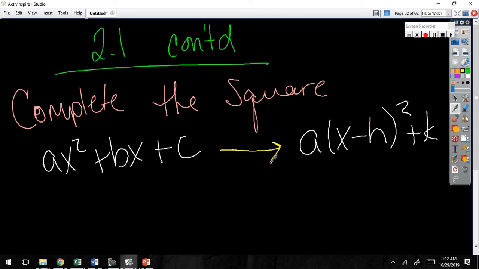Let's say that I have, and I'm going to give you some steps, so you can just follow the steps each time. It'll be the same steps every time. Let's say I have the equation f of x equals 3x squared plus 12x plus 11, okay? And I want to write it in vertex form. All right, here's what I do.